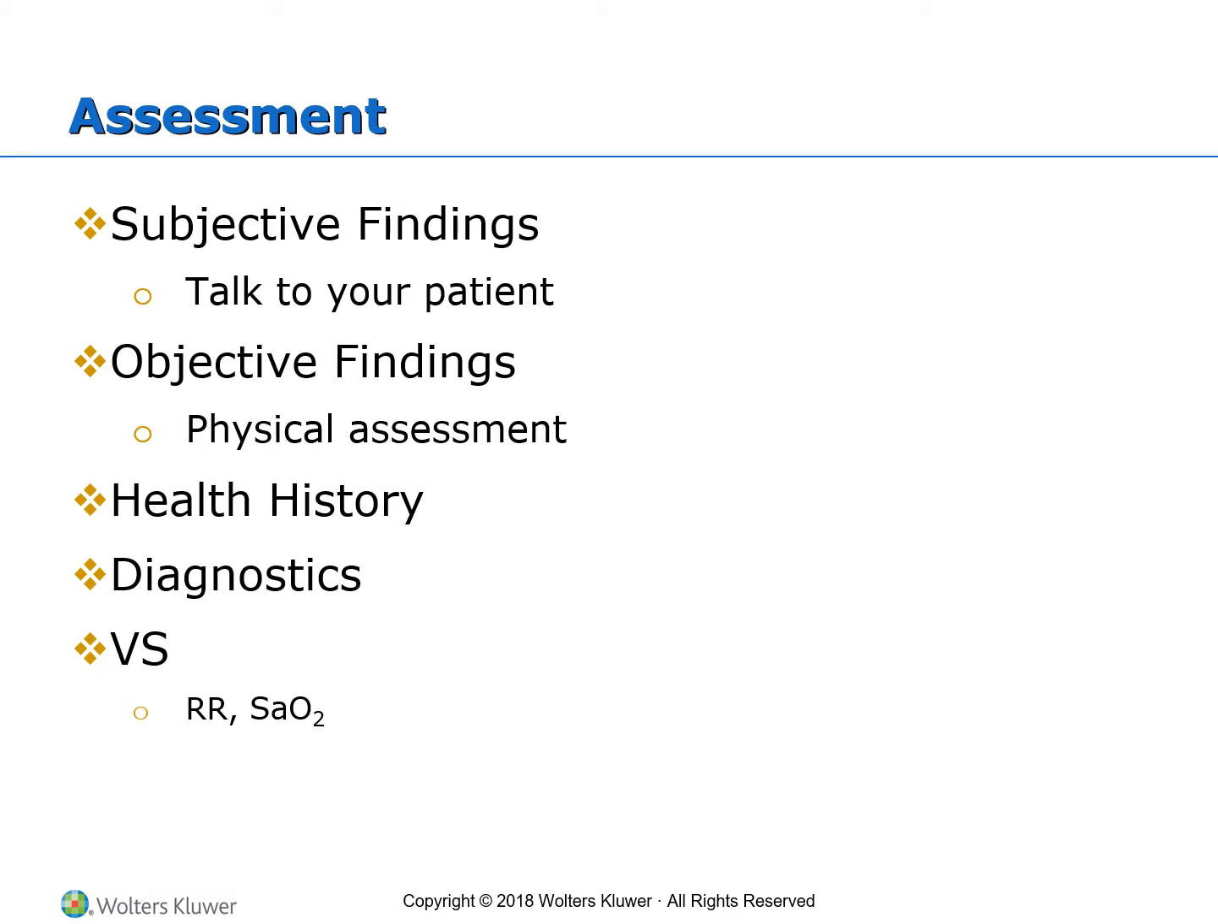Region, where is it happening? Radiation, does it radiate anywhere? Severity, how bad is it? So some people might cough once or twice. Some people might have a 5-minute coughing spell. So how bad is it? And then when does it usually happen is timing. PQRST, you might have heard of PQRST-U. The U is how is it affecting your life. So the U is all about the patient.